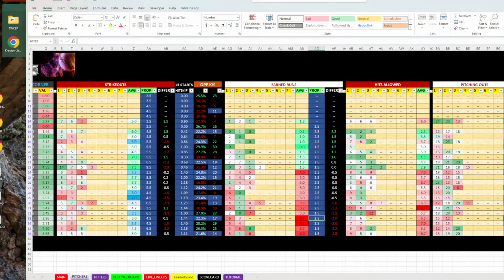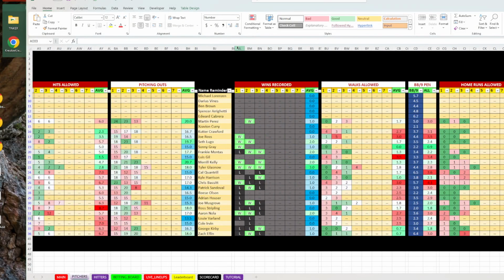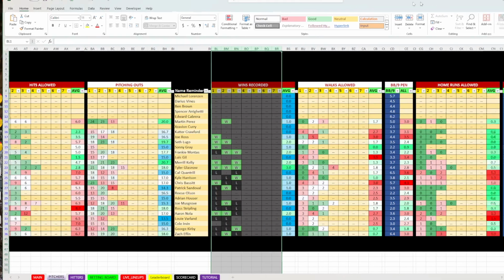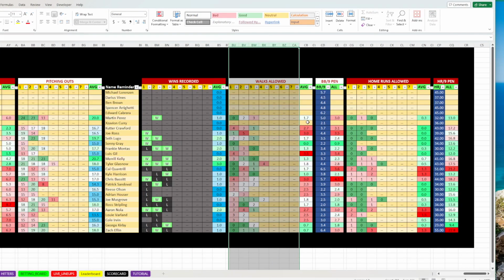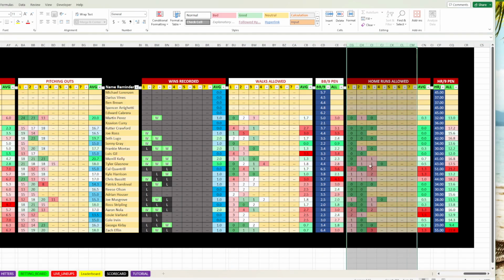But again, you can do this, and we go all the way across to wins recorded because I love doing that prop. And then sometimes the walks allowed, that fits in there with those same game parlays on DraftKings. And then home runs allowed. I can't remember why I put this in there, but basically if I'm doing home run props, I'm going to dig through here.